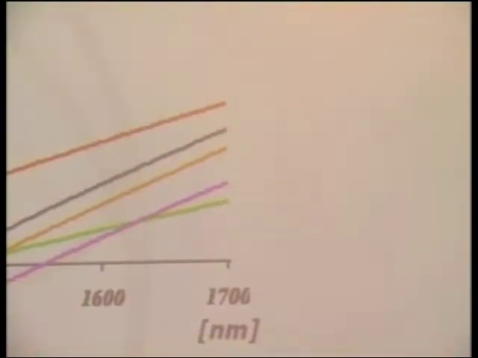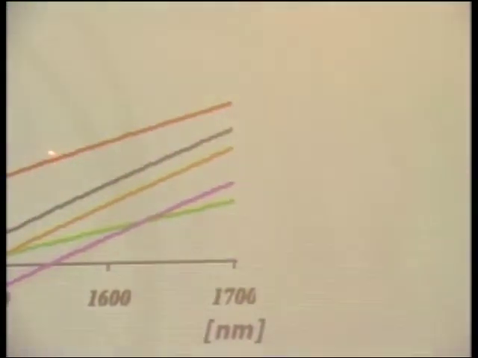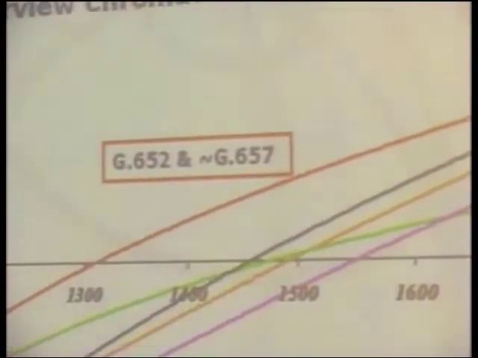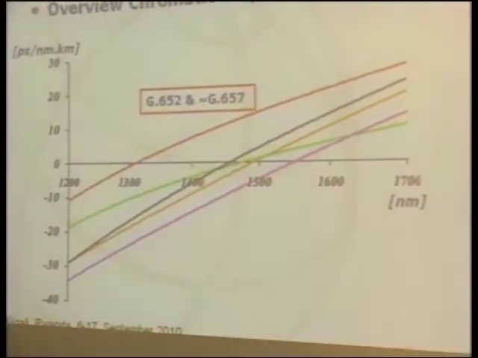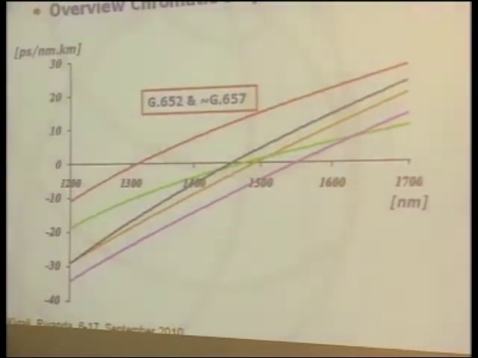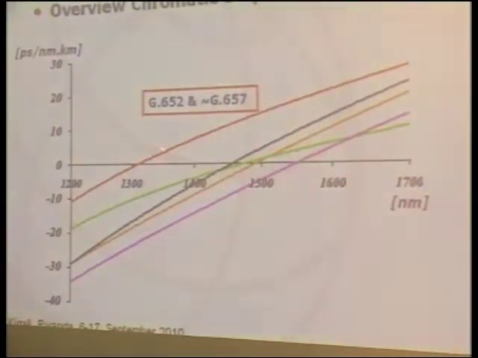Now, to come back to the overview, what kind of fibers do we have altogether in the whole ITU booklet for fiber recommendations? You see here on top, the red one is the traditional 652 fiber, which has zero crossing at 1310 and a 1550 nanometer value of around 17 picoseconds per nanometer kilometer. And for 657, that is almost the same, a small deviation, but almost the same fiber. It's also a non-shifted fiber.